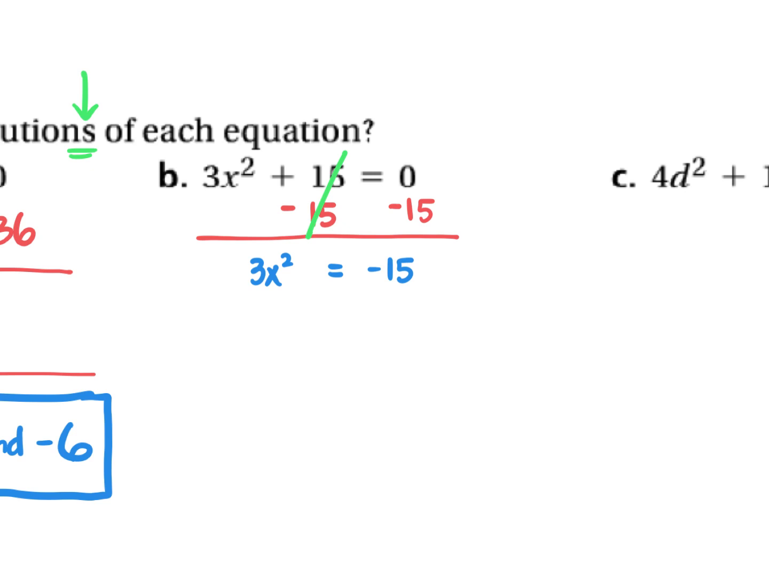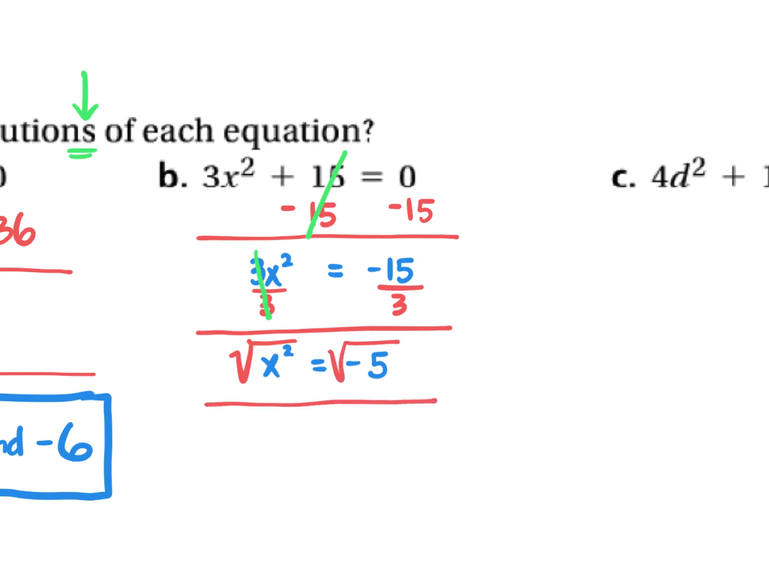The next thing I want to remove is the 3, and I do that with division. So I divide on both sides. I show that I'm dividing by 3. And 3 reduces with 3. And what I'm going to get then is x squared on one side, and then -15 divided by 3 is -5. Then I want to apply the square root on both sides, and I apply the square root on each side of the equation, and then we'll see what we get.